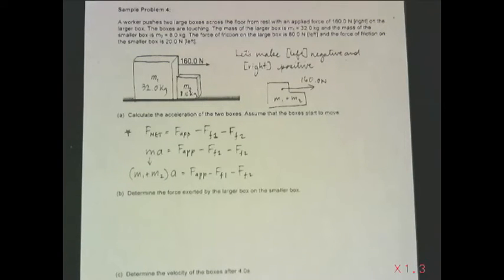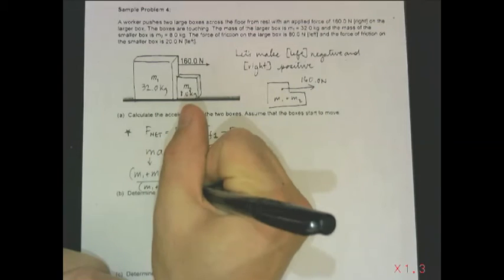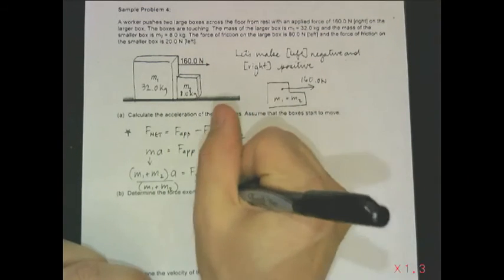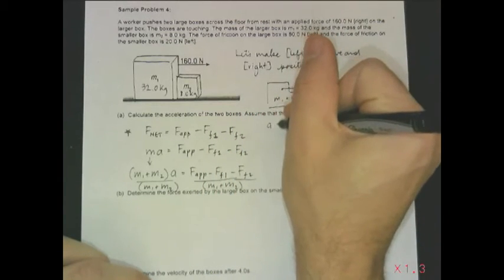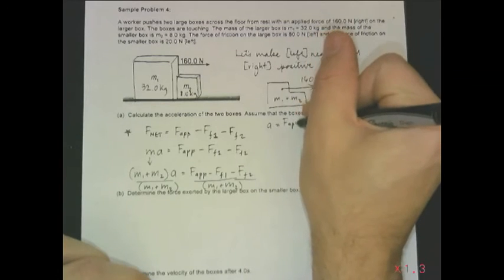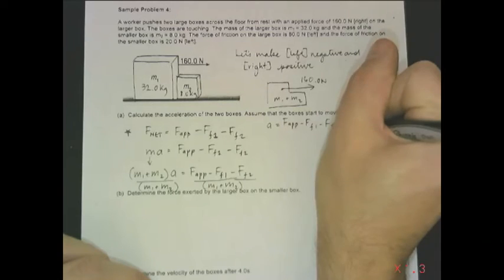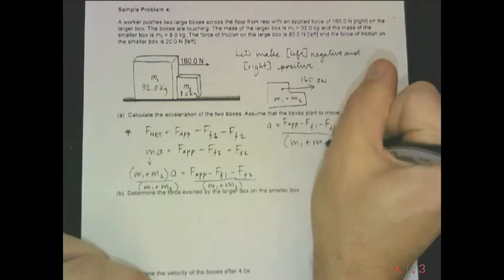So if I wanted to solve this equation for A, or isolate A in this equation, what do I do to both sides? Divide both sides by M1 plus M2. Good job. So acceleration is equal to force applied minus force of friction 1 minus force of friction 2, divided by M1 plus M2.